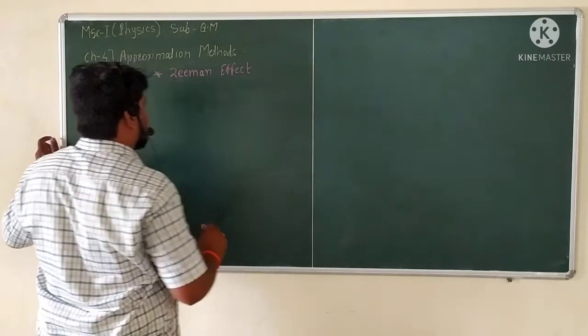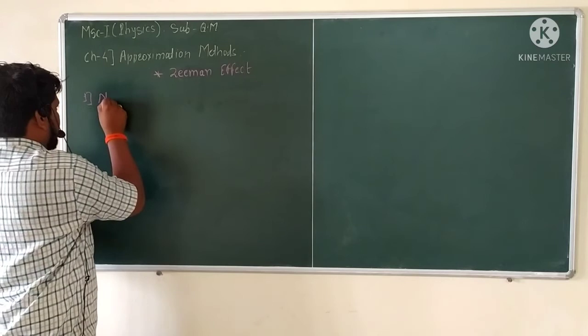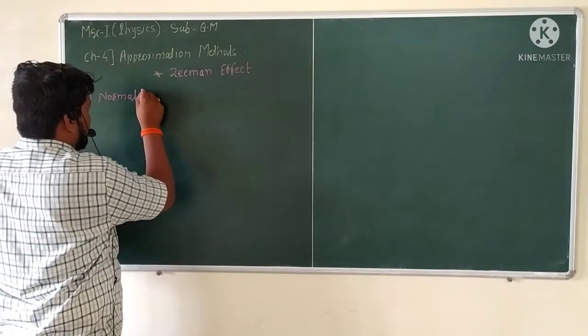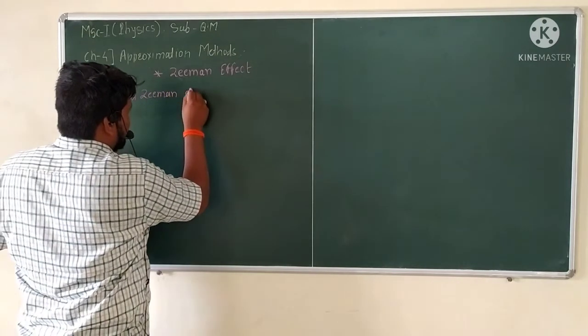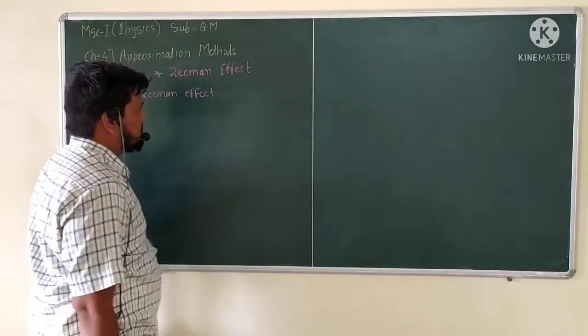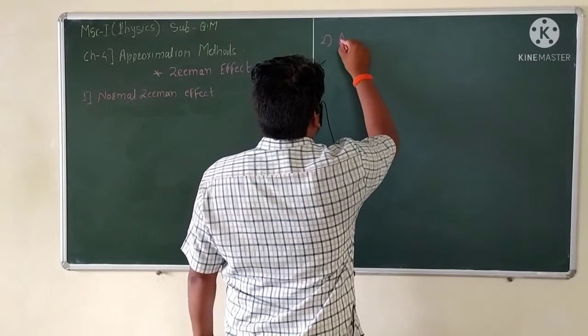And the Zeeman effect has two main types. The first one is the normal Zeeman effect, and the second is the anomalous Zeeman effect.